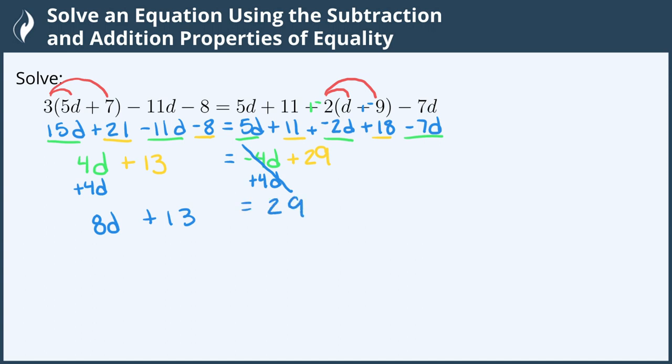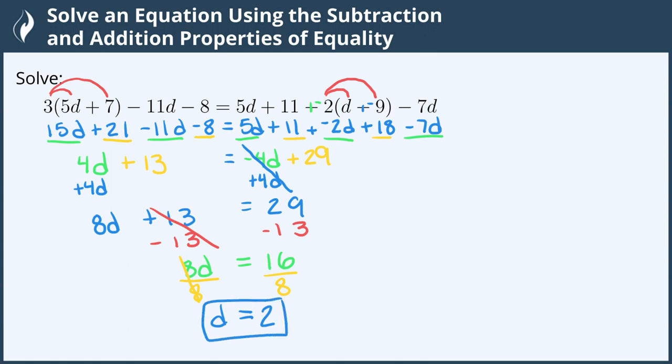Now we need to continue isolating the variable. So we're going to subtract 13 from both sides so that the 8d is now isolated. And 29 minus 13 is 16. To continue isolating the variable, we need to divide both sides by 8. On the left, 8 divided by 8 cancels, and we're left with d equals 16 divided by 8 is 2, so our answer is d equals 2.